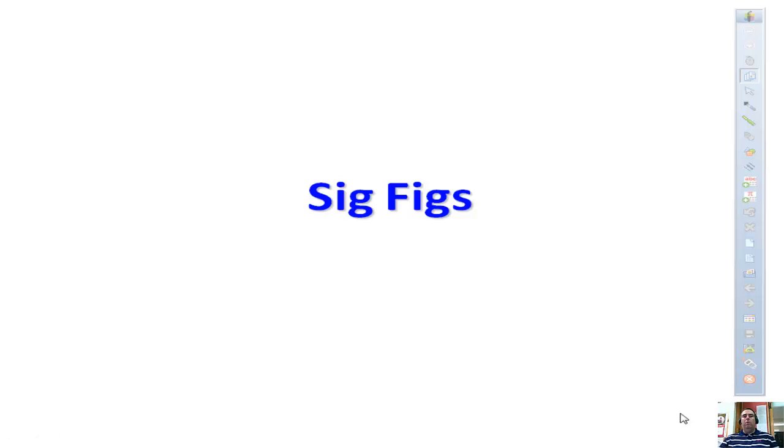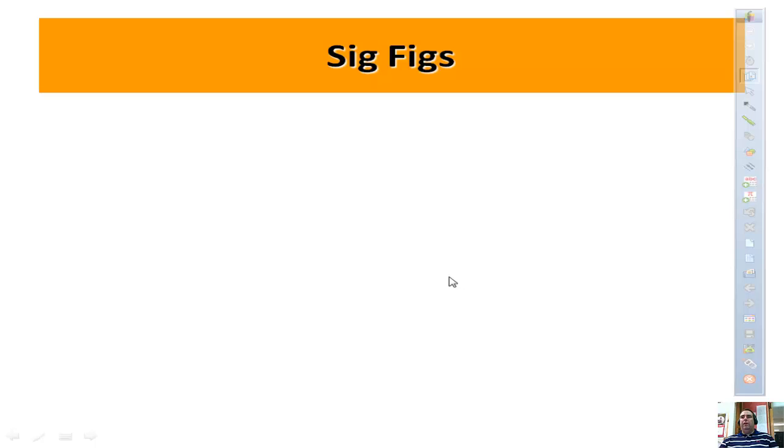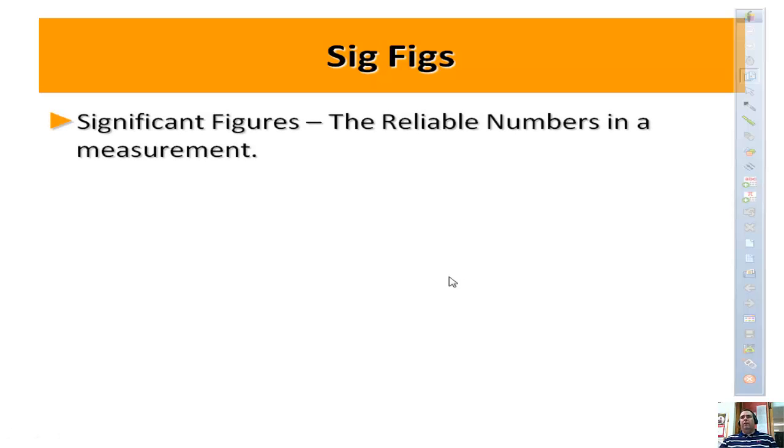Alright, here we go. We're talking about those famous Sig Figs that I've talked to you about. These are those important numbers. I told you, 1 divided by 3, it might be 0.3, it might be 0.33, it might be 0.333. It'll never be 0.3 forever. So what are Sig Figs? Sig Figs are going to be those reliable numbers in a measurement.